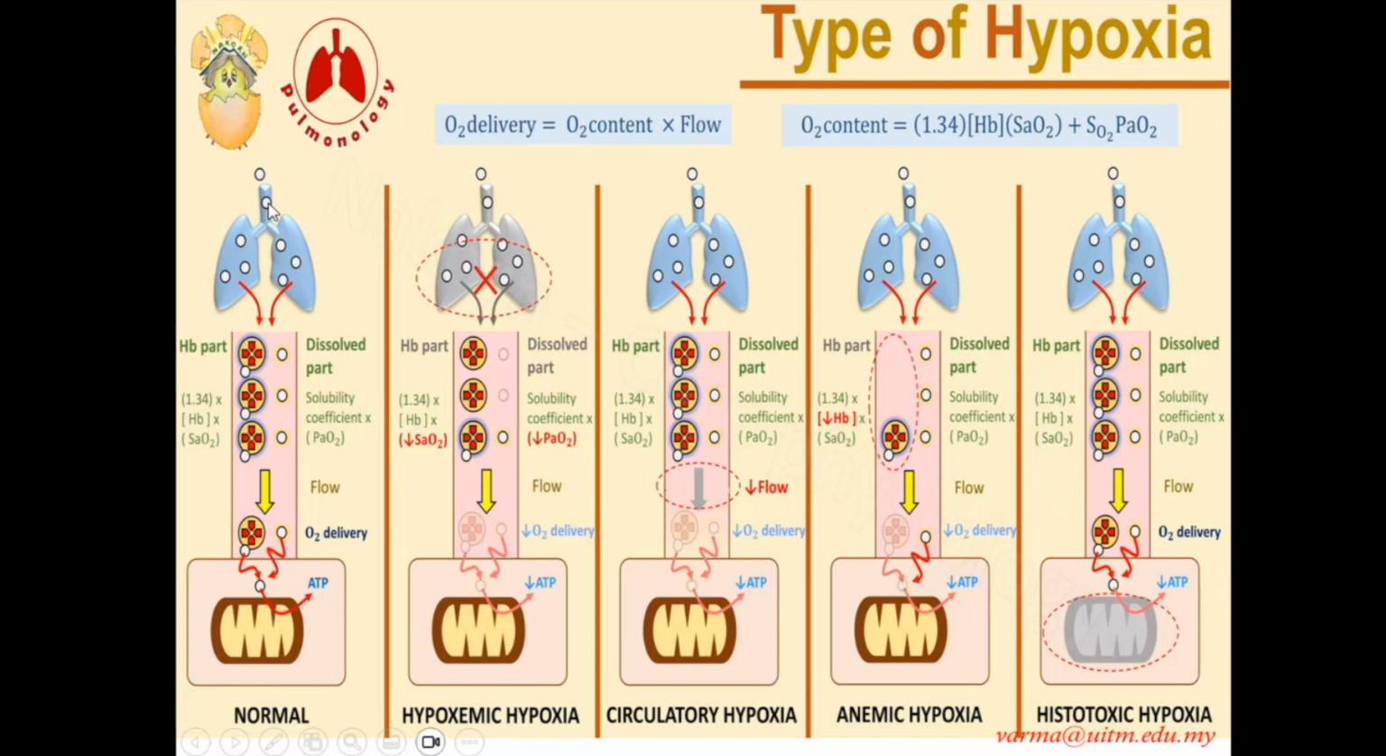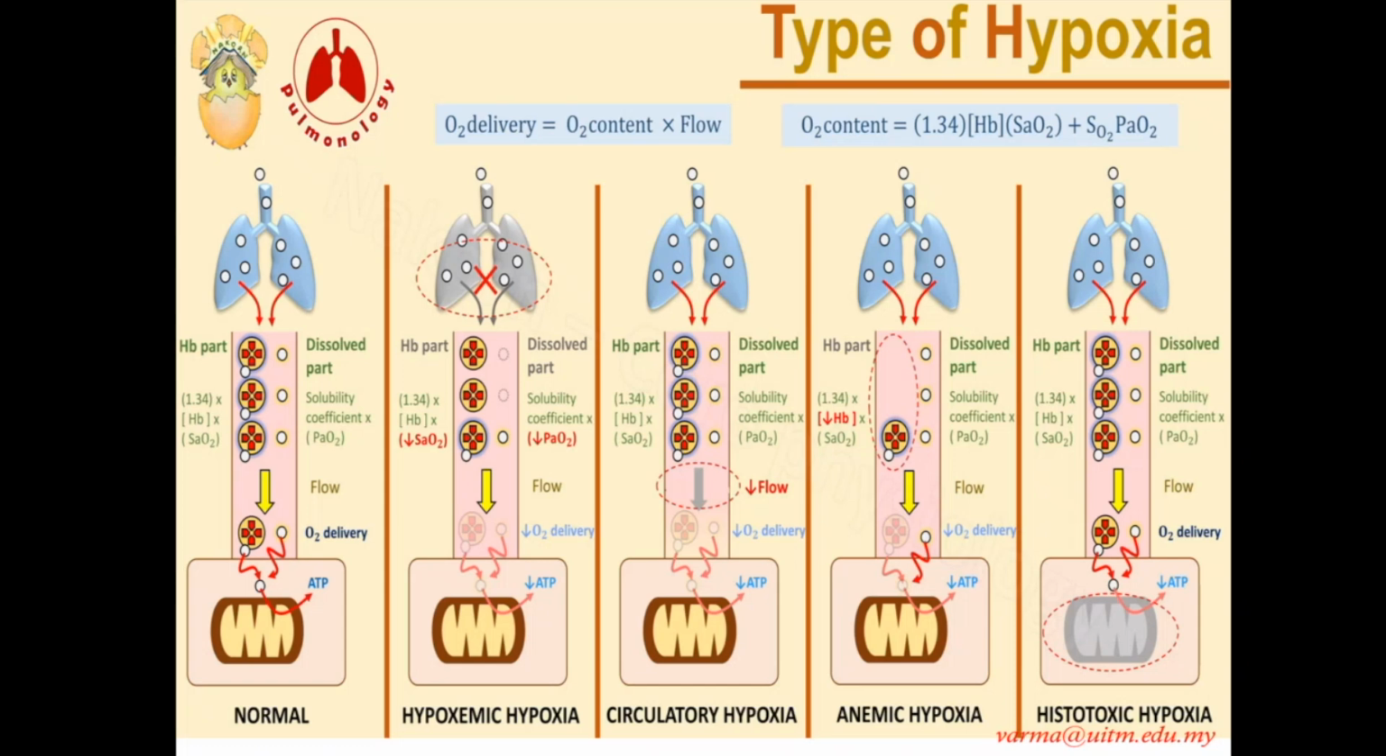The oxygen goes from your trachea, your bronchioles, to the alveoli, then gas exchange occurs and it goes into your blood vessel. We know oxygen is delivered in your blood vessel bound to hemoglobin and dissolved in plasma. This is our first class. We talk about oxygen delivery.